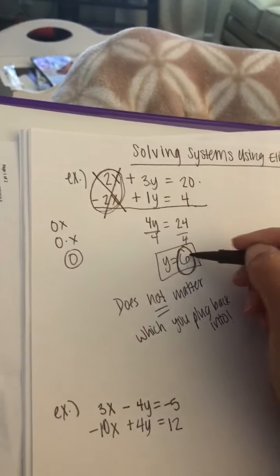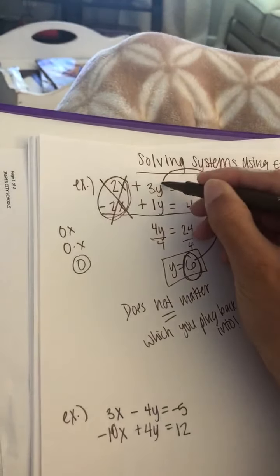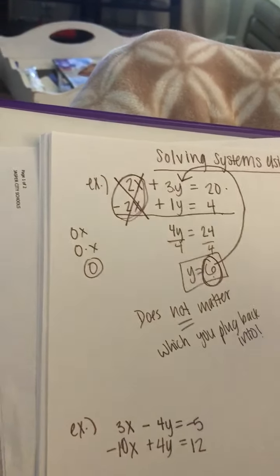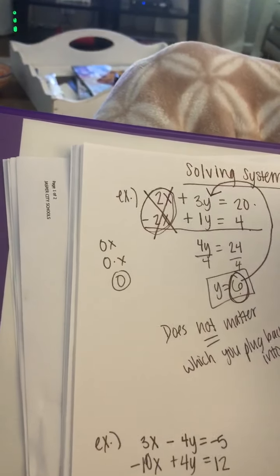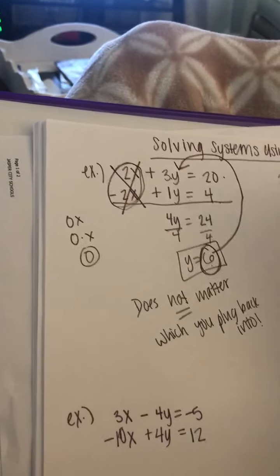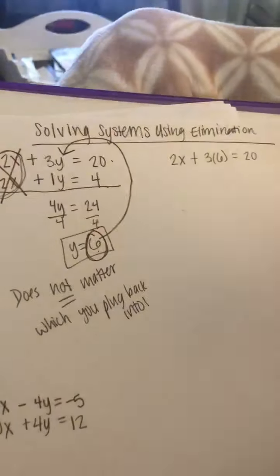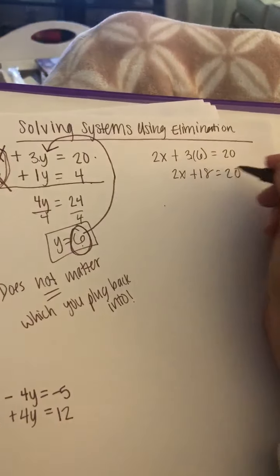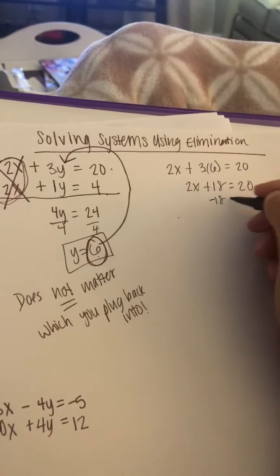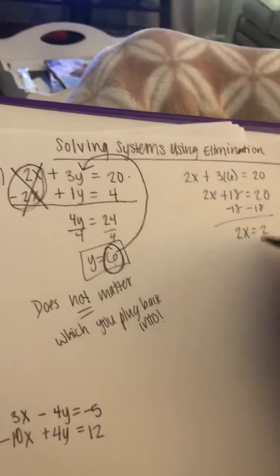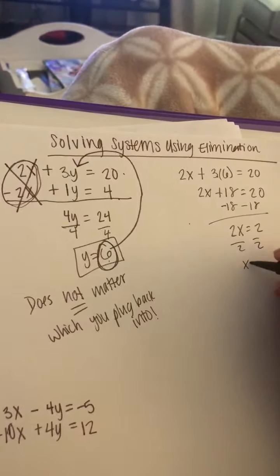So I'm going to take this and sub it in for y. Remember, subbing in just means like we're totally replacing that y with that 6. So now I have 2x plus 3 times 6 equals 20. And I solve it, and so I get 2x plus 18 equals 20. Still solve it. I get 2x equals 2. Divide by 2 and get x equals 1.